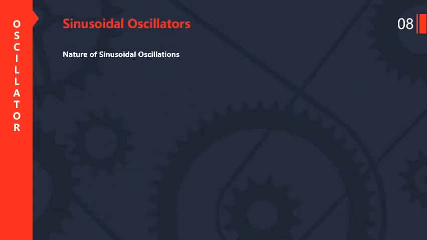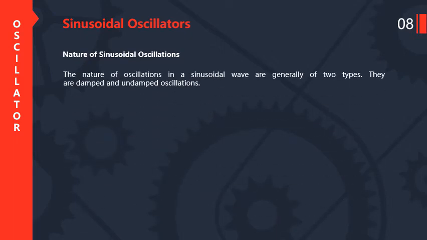Next is the nature of sinusoidal oscillations. The nature of oscillations in a sinusoidal wave is generally of two types. They are damped and undamped oscillations. Normally in our sine wave, oscillation means the waveform going up and down, and we call that oscillation. The oscillations we get in a sinusoidal waveform are of two types: one is damped and the other is undamped.